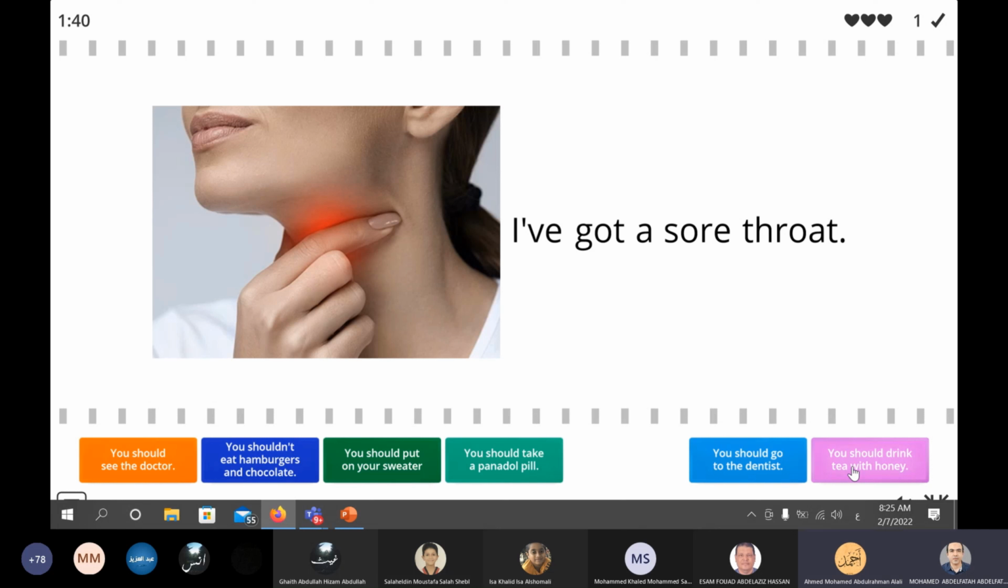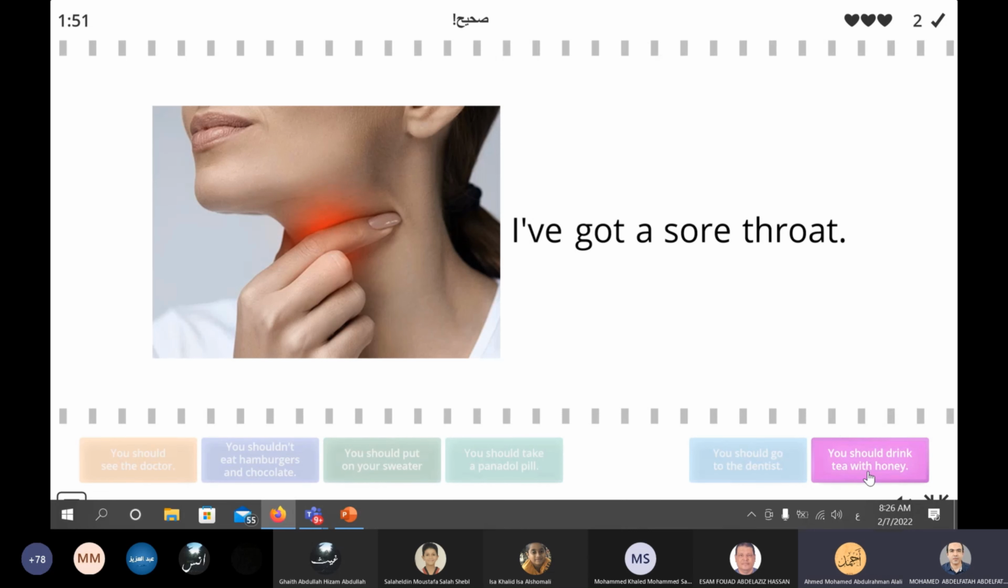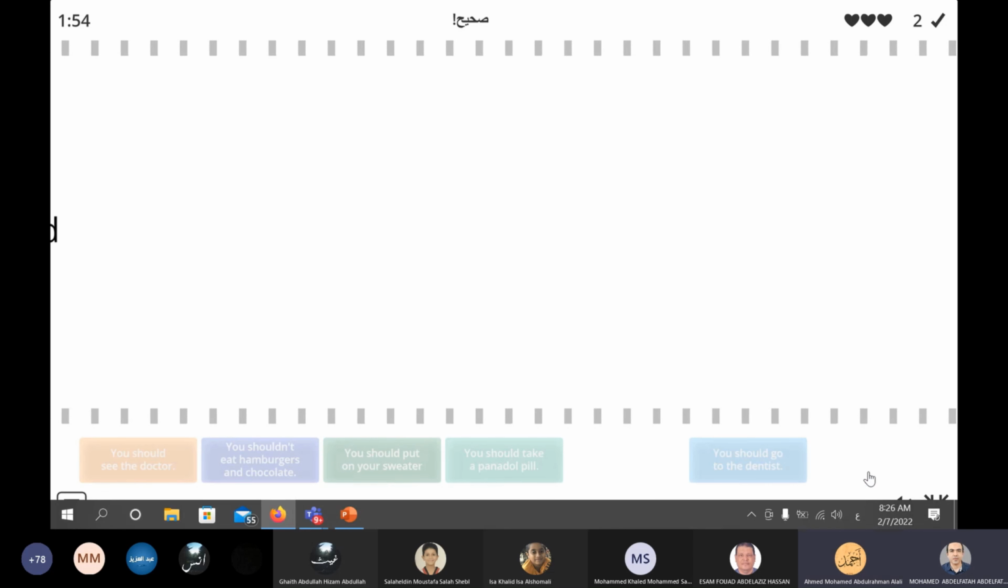Okay. Let's try this. You should drink tea with honey because sore throat is not dangerous. Yeah, this is the correct answer.